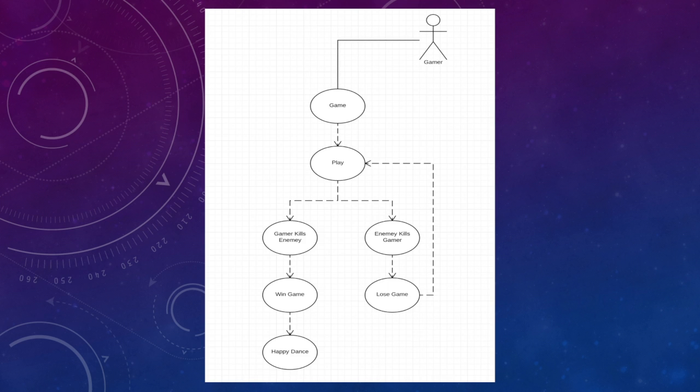Now, this is the UML diagram of the actual application, where we expect the gamer to play the game, and if the gamer kills enemies, they'll win the game and they'll do a happy dance. Otherwise, the enemy kills the gamer and they lose the game and hopefully they'll try again.